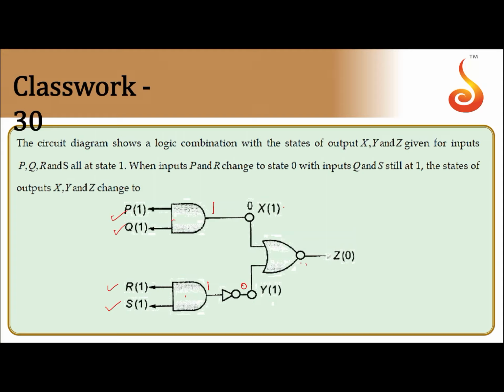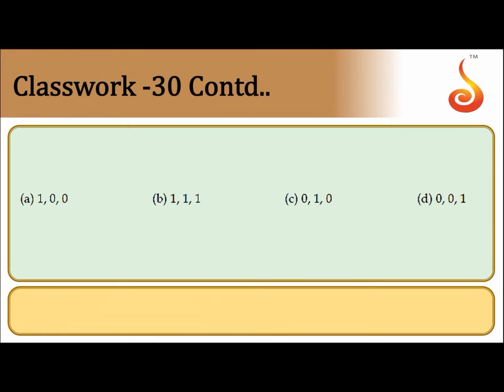Then this is your NOR gate. If it were an OR gate, 1 plus 0 would give you 1. Since it is a NOR gate, you should get 0 here. So this is what you are supposed to get. Now what is done is, the inputs P and R change to 0. P and R are changed to 0. So what will be the values of X, Y and Z?